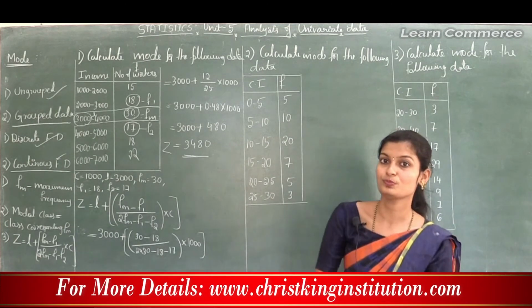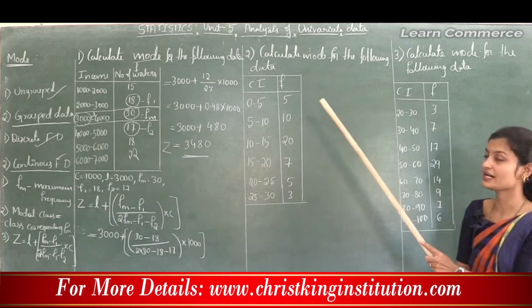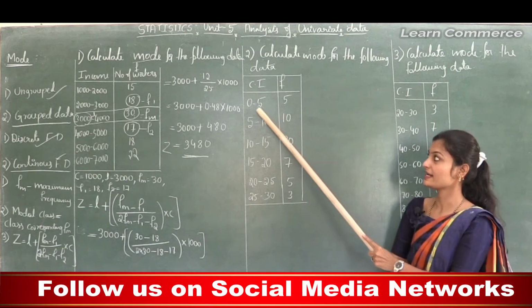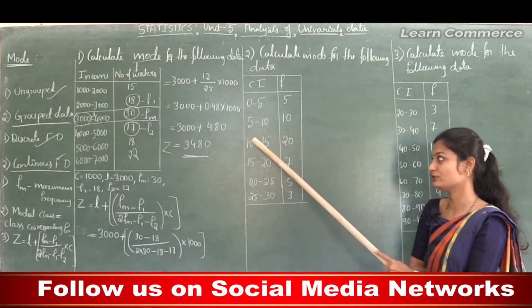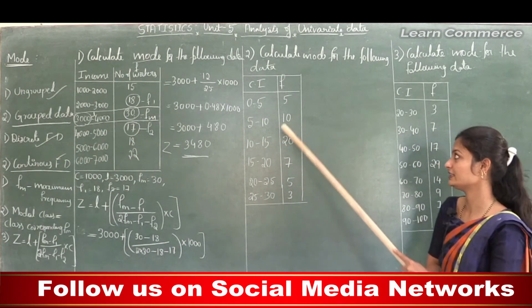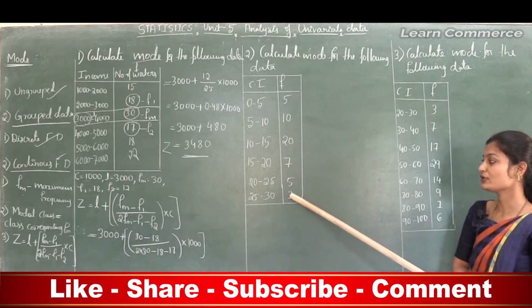Okay, next move to problem number 2, that is, calculate the mode for the following data. Here the given information is class intervals and frequency. The class intervals are 0 to 5, 5 to 10, 10 to 15, 15 to 20, 20 to 25, 25 to 30, and the frequencies are 5, 10, 27, 5 and 3.